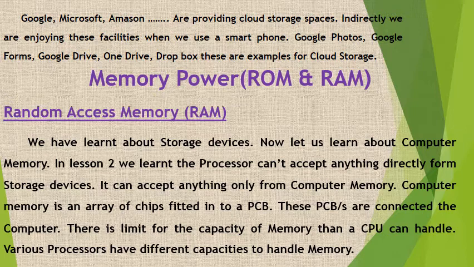Memory power or ROM and RAM. Random access memory or RAM. We have learned about storage devices. Now let us learn about computer memory. In lesson 2, we learned the processor cannot accept anything directly from storage devices. It can accept anything only from computer memory. Computer memory is an array of chips fitted into a PCB. These PCBs are connected to the computer. There is a limit for the capacity of memory that a CPU can handle. Various processors have different capacities to handle memory.